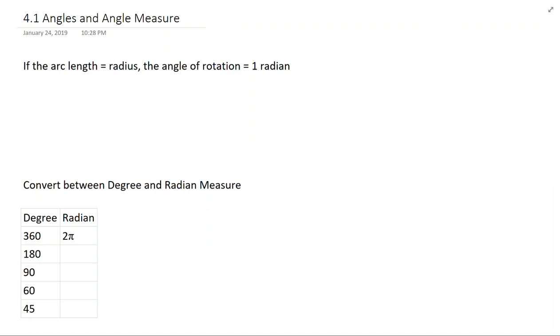Hello, so this is actually the start of a new unit on trigonometry. So this is chapter 4, section 4.1, and this section will be about angles and angle measure. So one new thing that you'll be introduced to today is something called the radian.